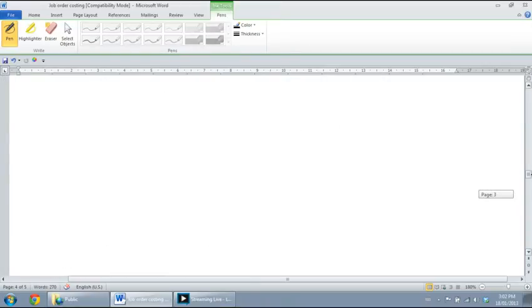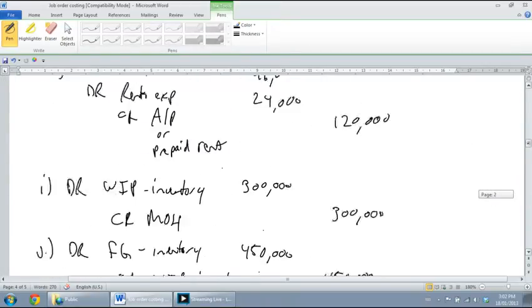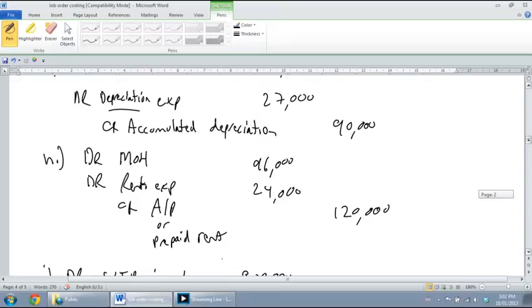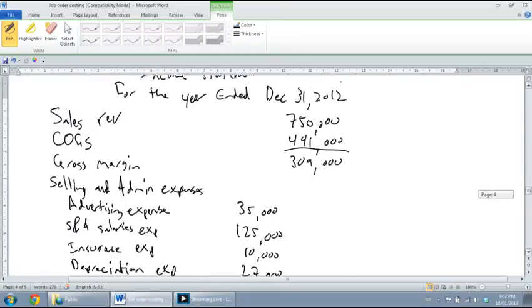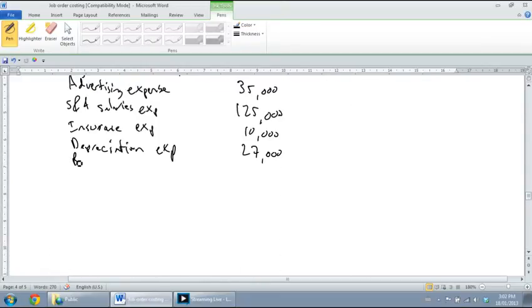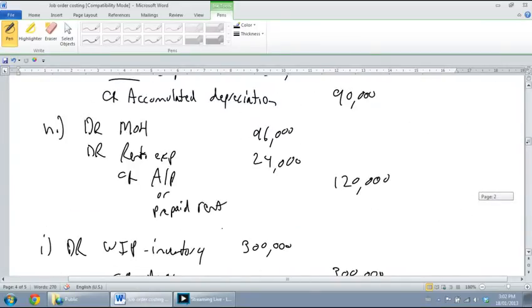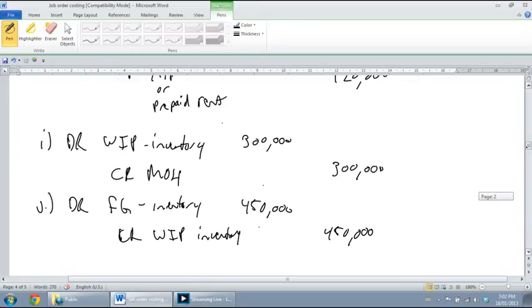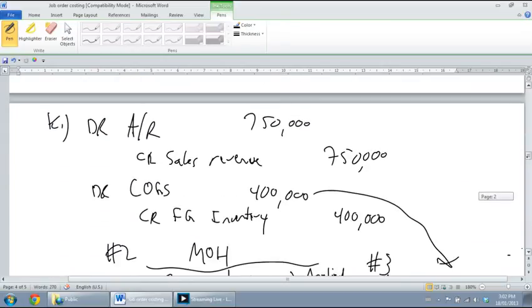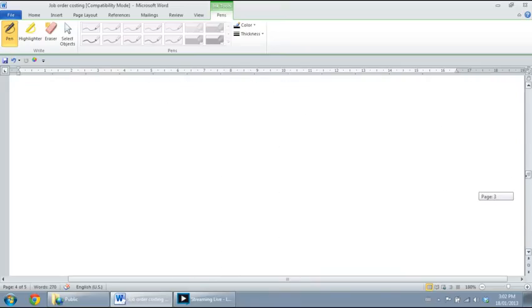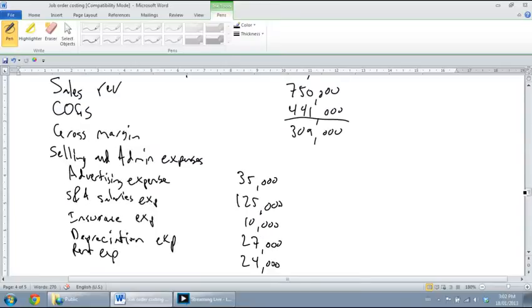And let's see what's next on my list. Going up to the expenses, the next one on my list is rent expense, 24. And I think that's it. Let's see, any other expenses? Rent expense, WIP, inventory, MOH, finished goods. Nope. Sales, cost of goods sold I've dealt with. So we're all set. We've got all of our expenses.